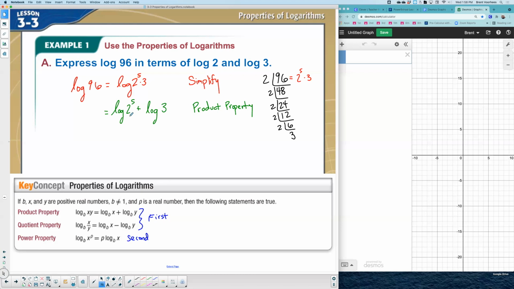Okay, now after you do the product property, you look to see, can I do the power property? Do we have any powers in this problem? Yeah, what's our power? The 5. What can I do with that 5? According to the power property, you can move it and make it become the coefficient. So our answer here will be 5 times the log of 2, or 5 log 2 plus log 3. That right there was the power property, and that is our solution. So log 96 is equal to all that.